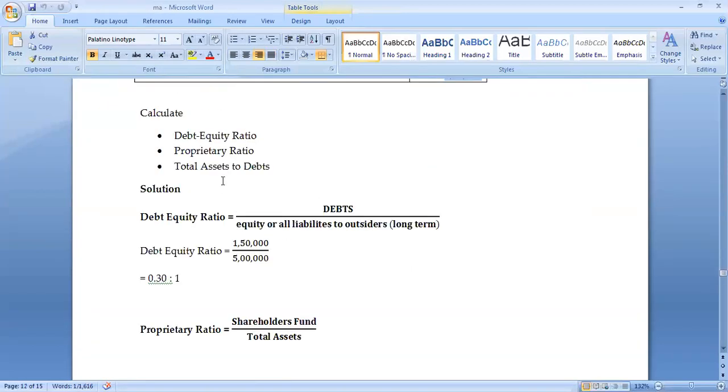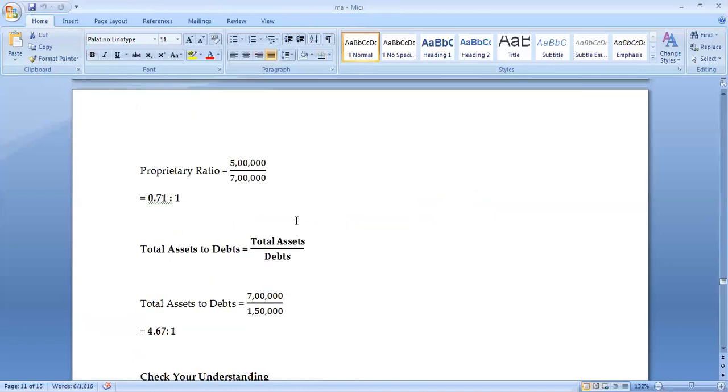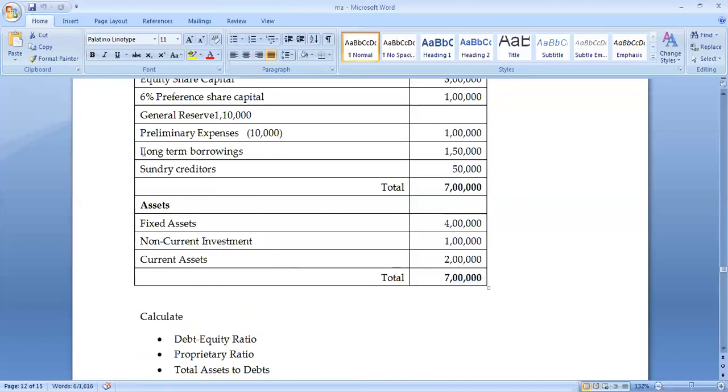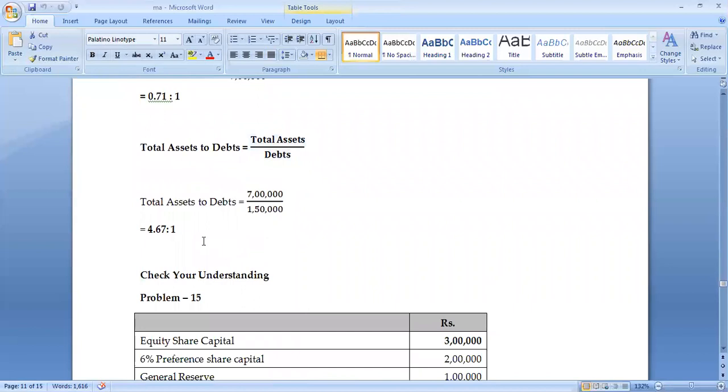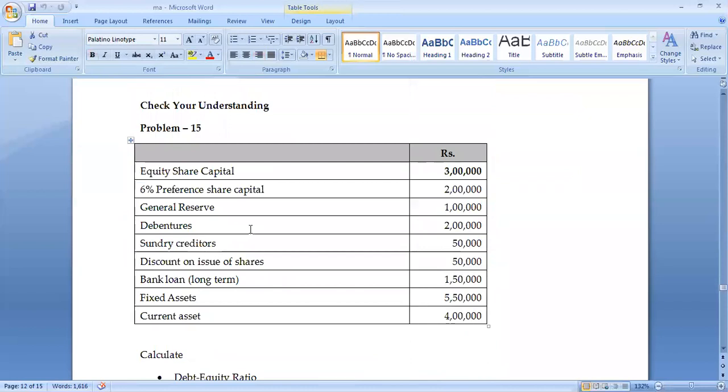Now you also have to find out the ratio of total assets to debts. So total assets to debts you are going to find out. Total assets is given already, 7 lakh, and debts you have computed and taken into consideration as long-term borrowings of 1,50,000. So that becomes the debts. So 4.67 is to 1. Okay.